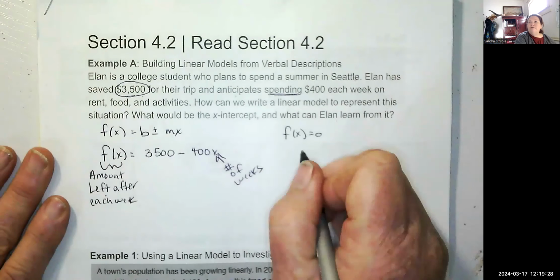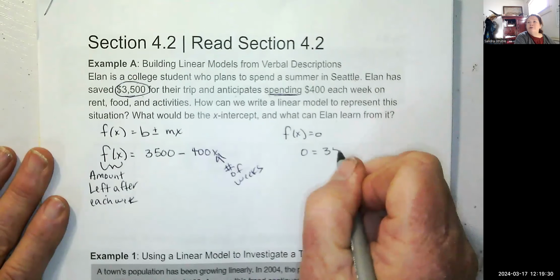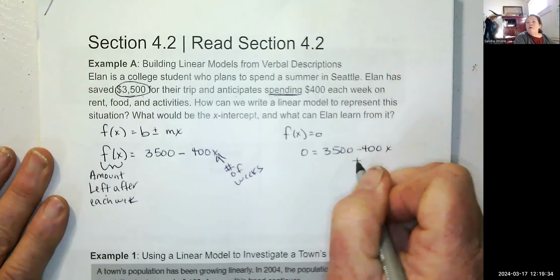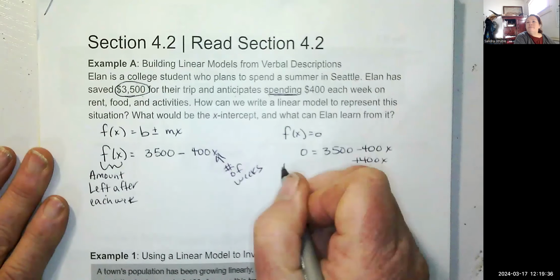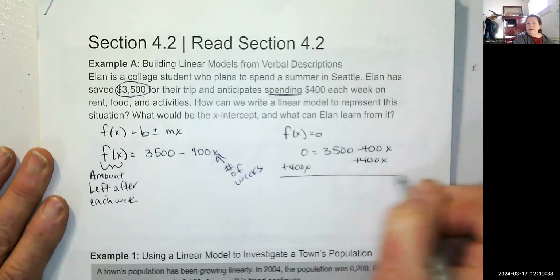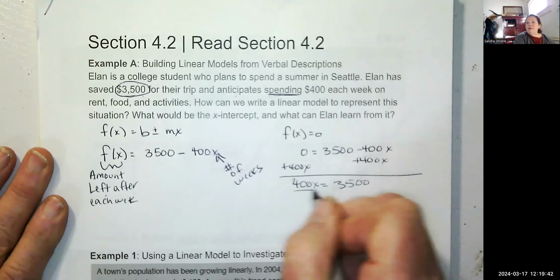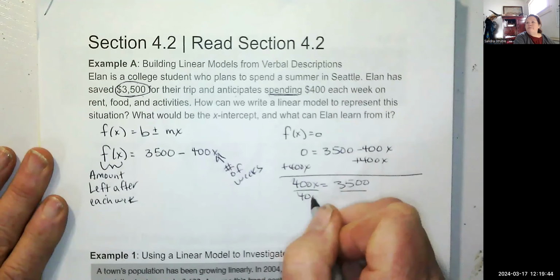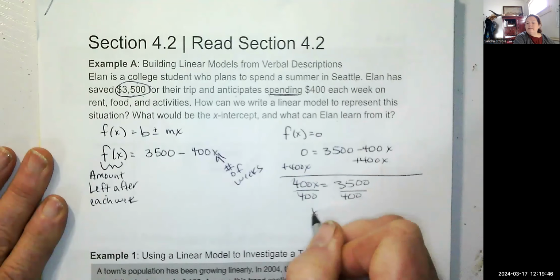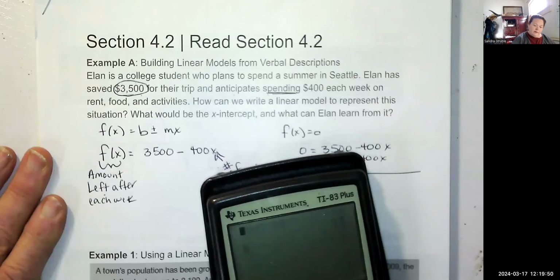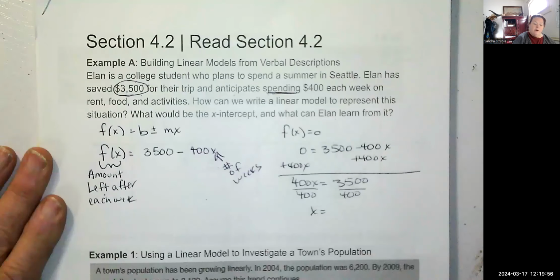So if we solve for that, 3,500 minus 400x, I'm going to add 400x to both sides. And I get 400x is equal to 3,500. Divide both sides by 400. And x is equal to what? 8.75.